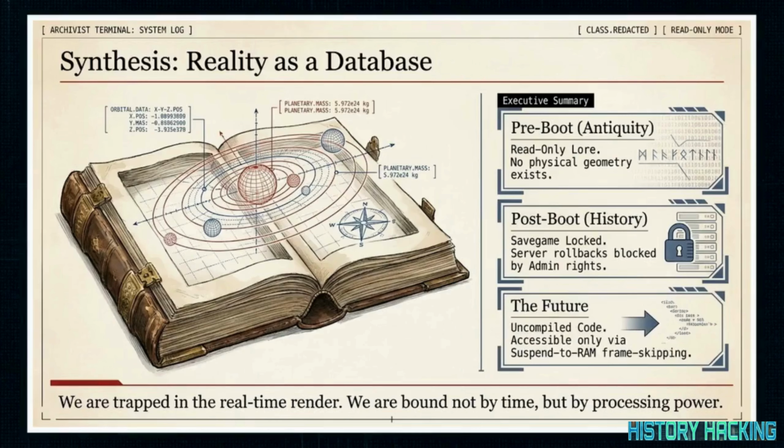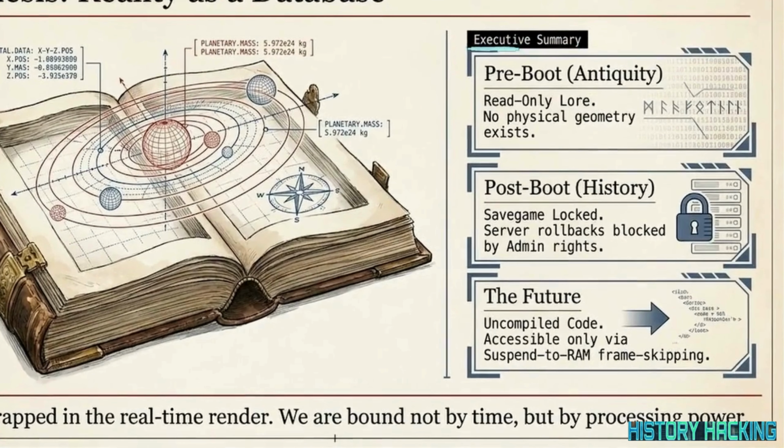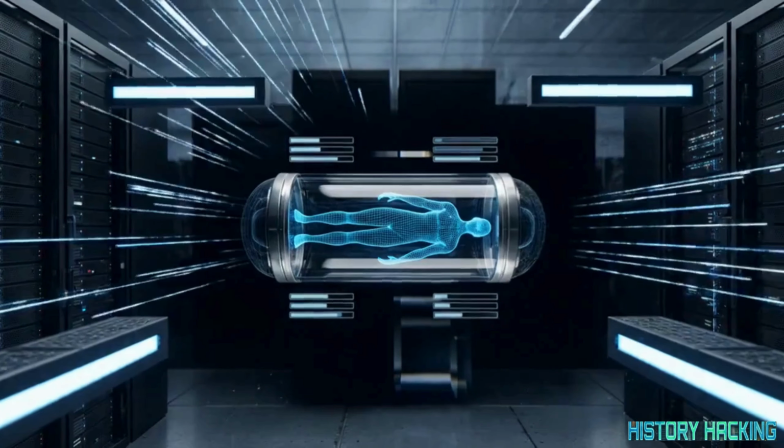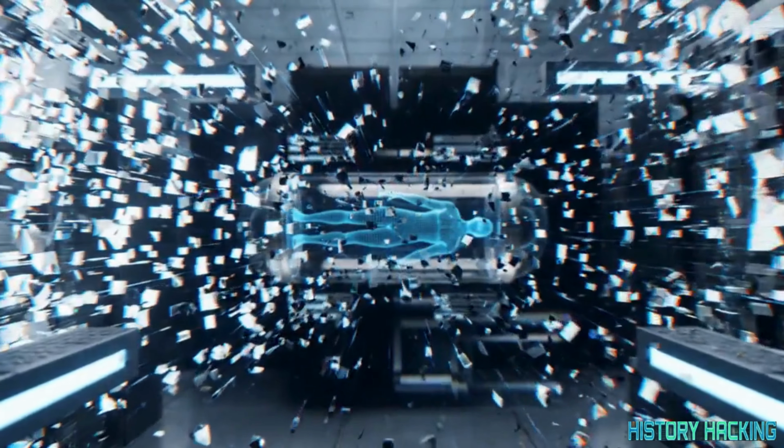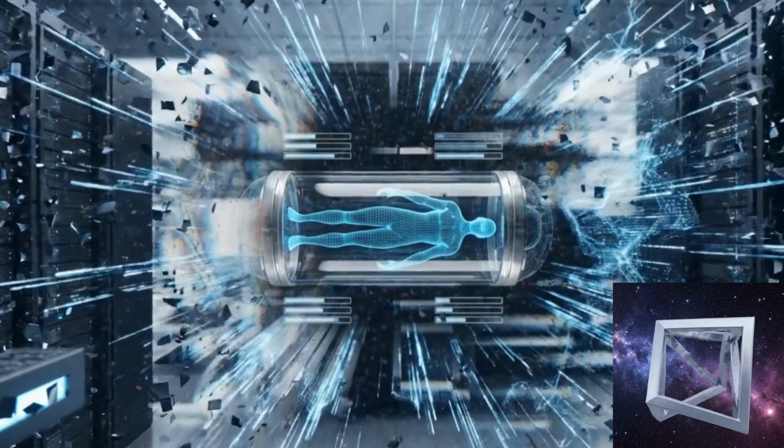The executive summary on the right details the final state of the engine. Antiquity is read-only lore. The recent past is locked behind admin rights. The future is uncompiled code accessible only through frame skipping. Processing power is the only true barrier to the future. You simply sleep while the reality engine handles the heavy lifting.